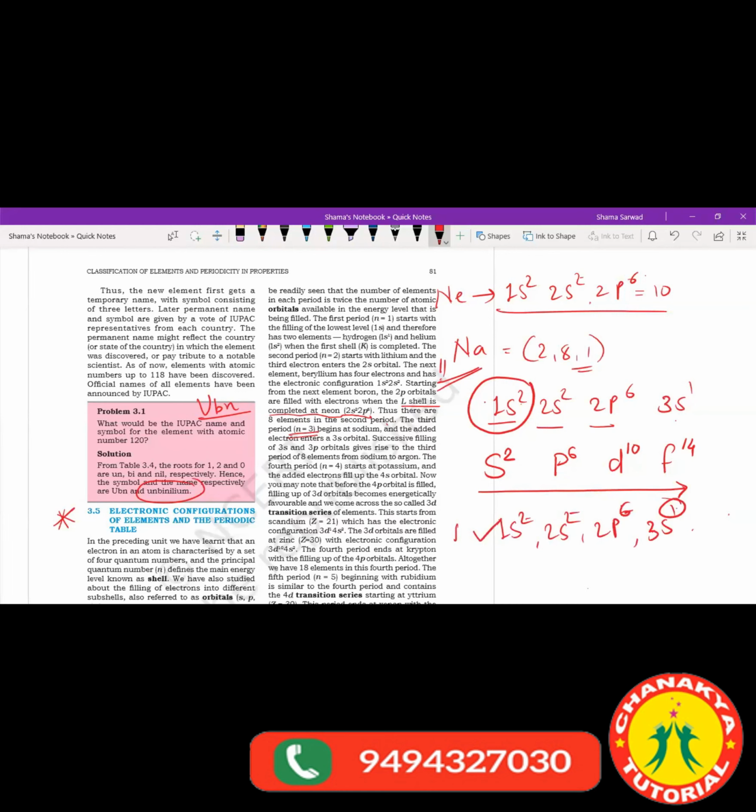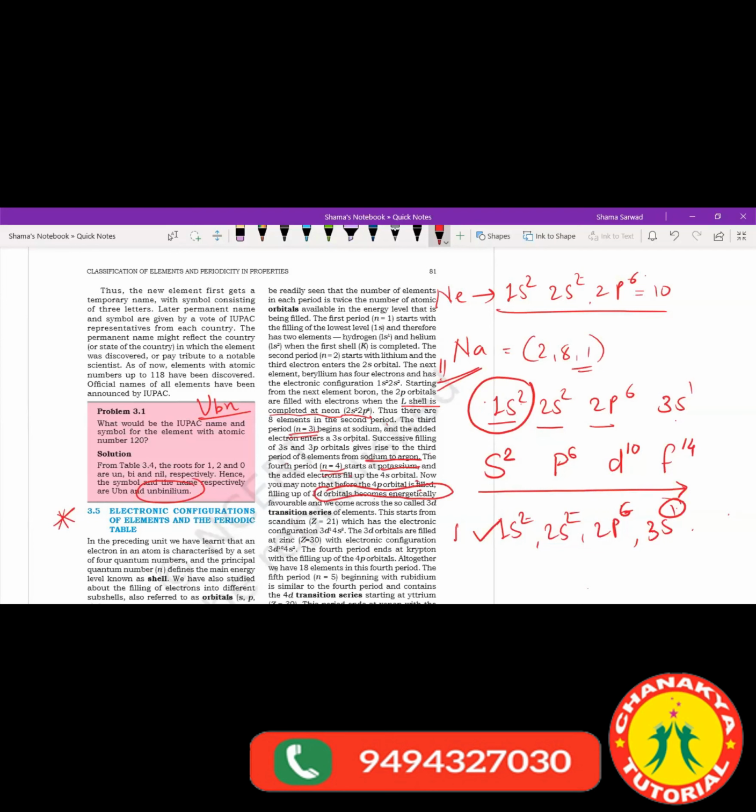Successive filling of the 3s and 3p orbitals gives rise to the third period, and 8 elements from sodium to argon. These elements are from where to where? Sodium to argon. Correct? And the fourth period would be n equal to 4. It starts with potassium and adds electrons to the 4s orbital onwards. Correct? So you may note that before the 4p orbital is filled, filling up the 3d orbital becomes energetically favorable. Why? Because the 3d orbital requires less energy as compared to 4s. Got it?